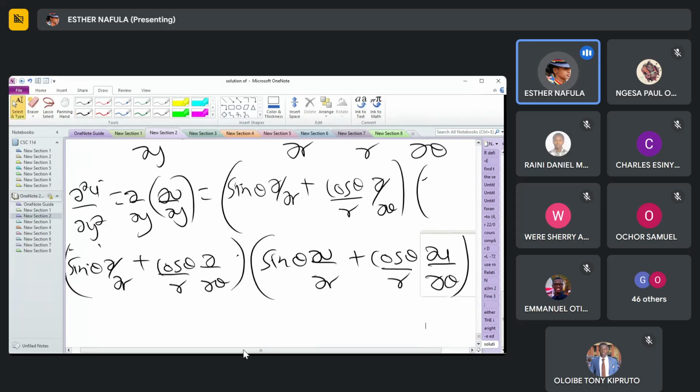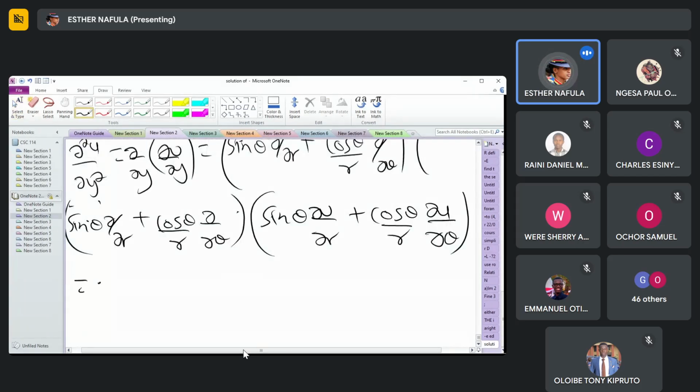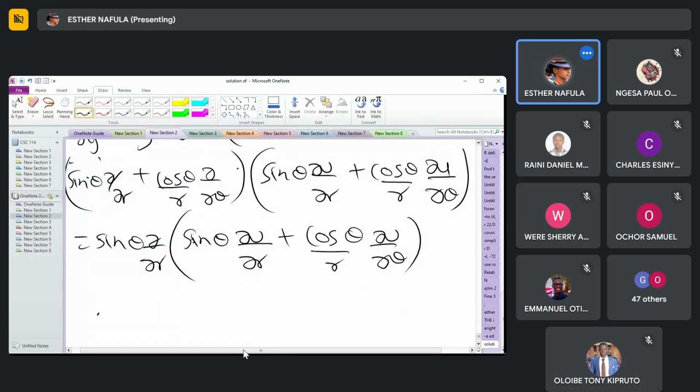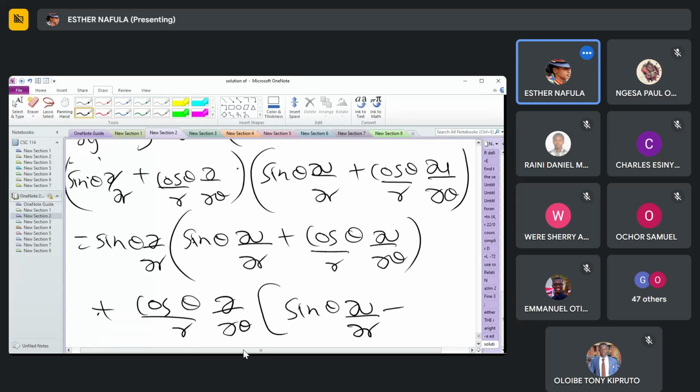So we expand this. This is equal to sin theta partial r into the second bracket, sin theta partial u partial r plus cos theta over r partial u partial theta. Then we'll have plus cos theta over r partial theta of sin theta partial u partial r plus cos theta over r partial u partial theta.